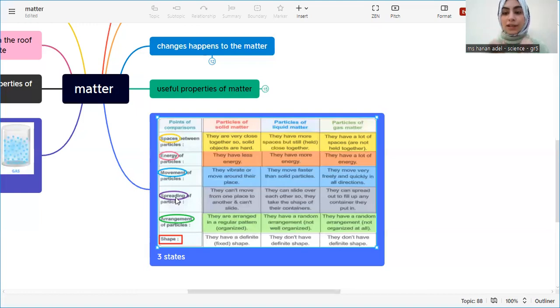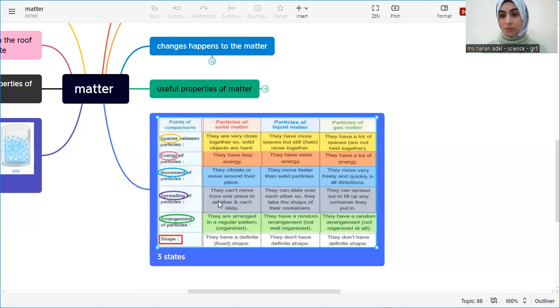The particles of liquid will slide over one another to take the shape of the container, but they will not fill the container. They have a fixed volume, but they will take the shape of the container when they spread. But the gas spreads to fill any container. If they fill the container, it means that they will take the shape and volume of the container. They will change both according to the container.